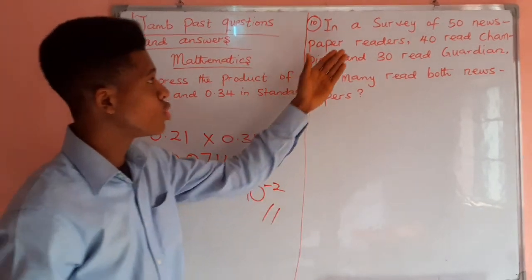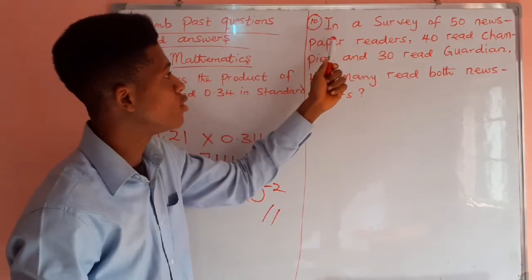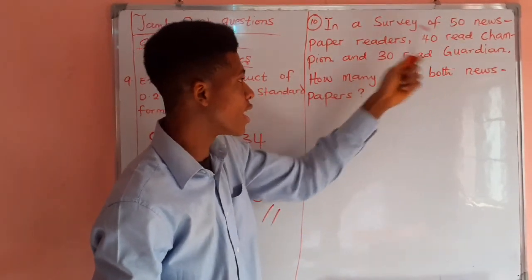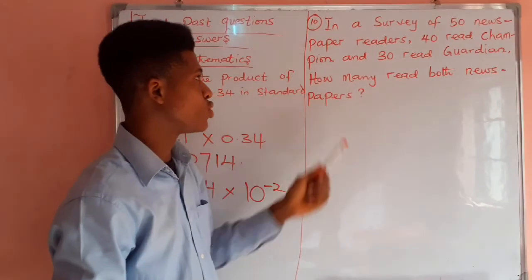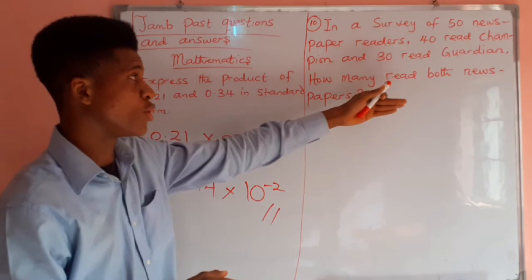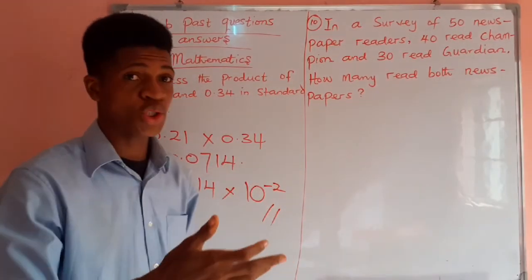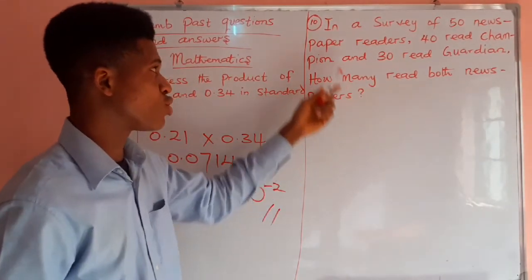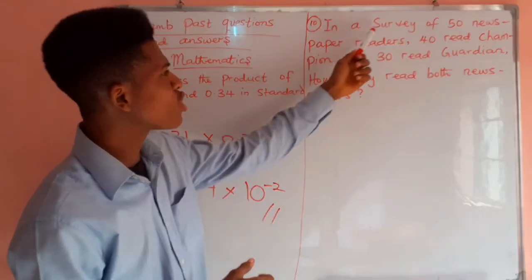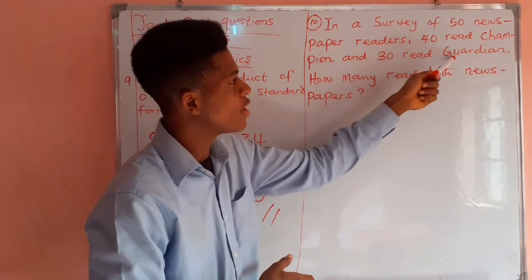Let's move over to number 10. In a survey of 50 newspaper readers, 40 read Champion and 30 read Guardian. How many read both newspapers? Okay, those of you who have come across this type of question, you know that this was typical sets. But for your JAMB, I'll just show you a quick method to solve this quickly, especially as we don't have much time.